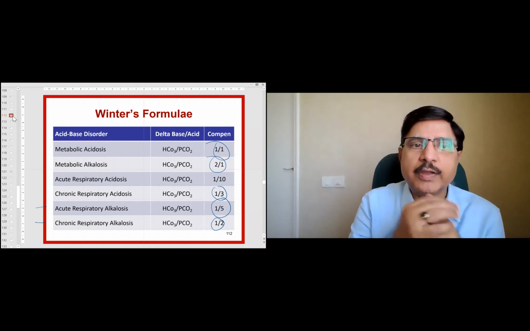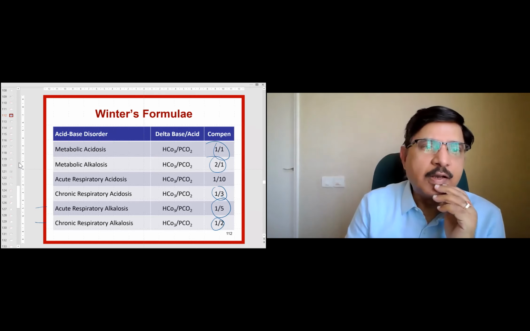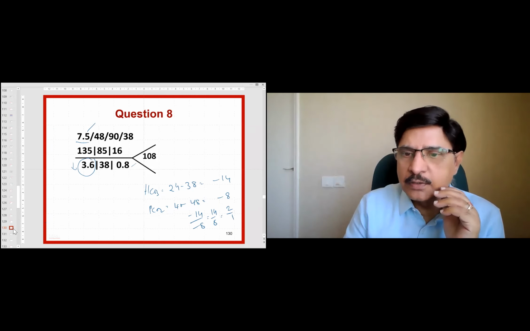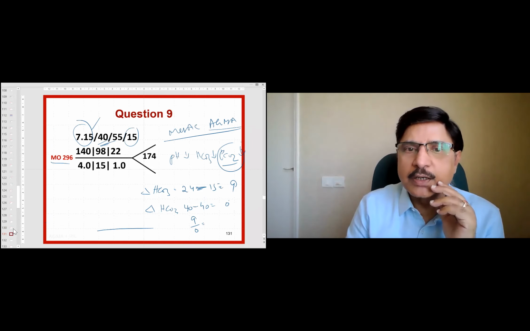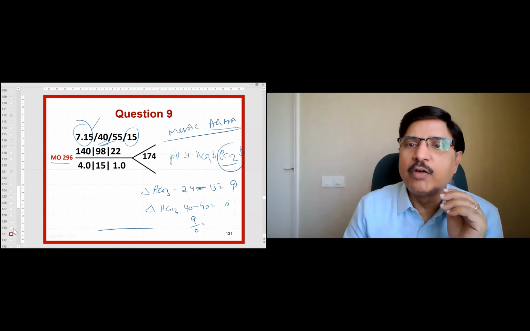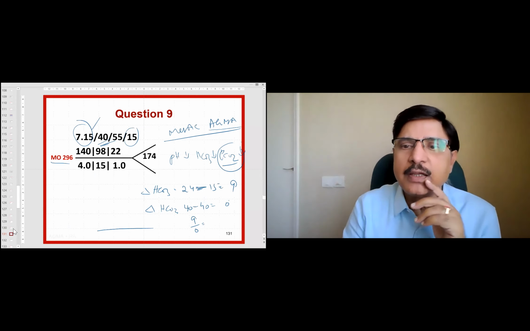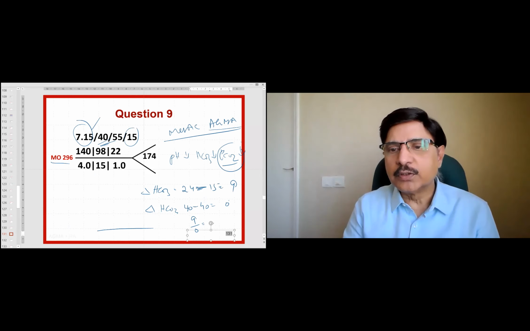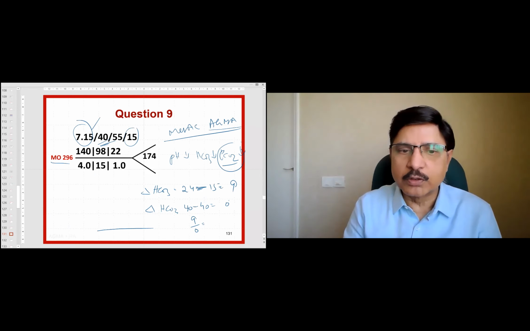Metabolic acidosis, we expect 1:1, isn't it? 1:1 means carbon dioxide is 9, this also should have been, bicarbonate is 9, so this also should have been 9. But instead of it, it is 0. That is why we suspected that there is a compensation. We have found out the AGMA is associated with the respiratory. Respiratory acidosis, sir. That's good.